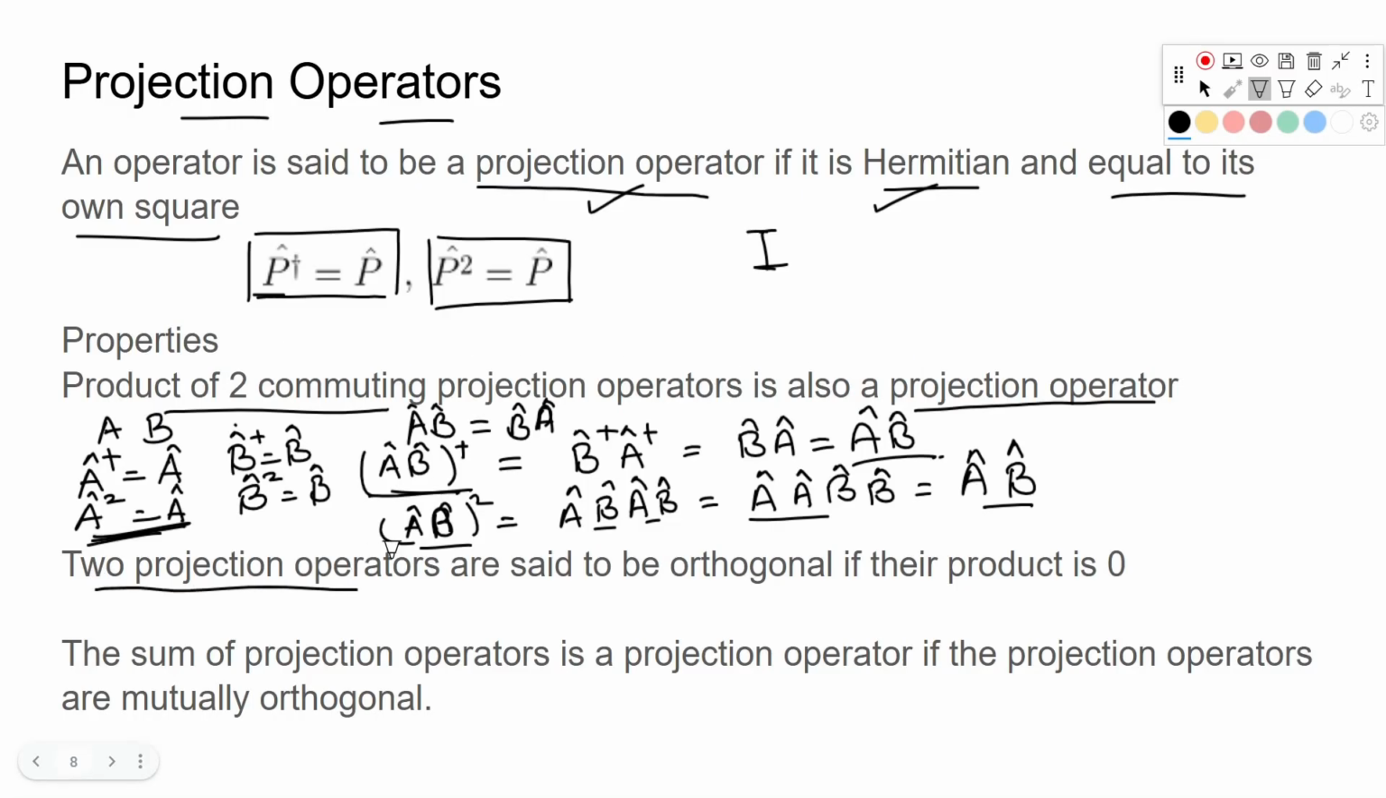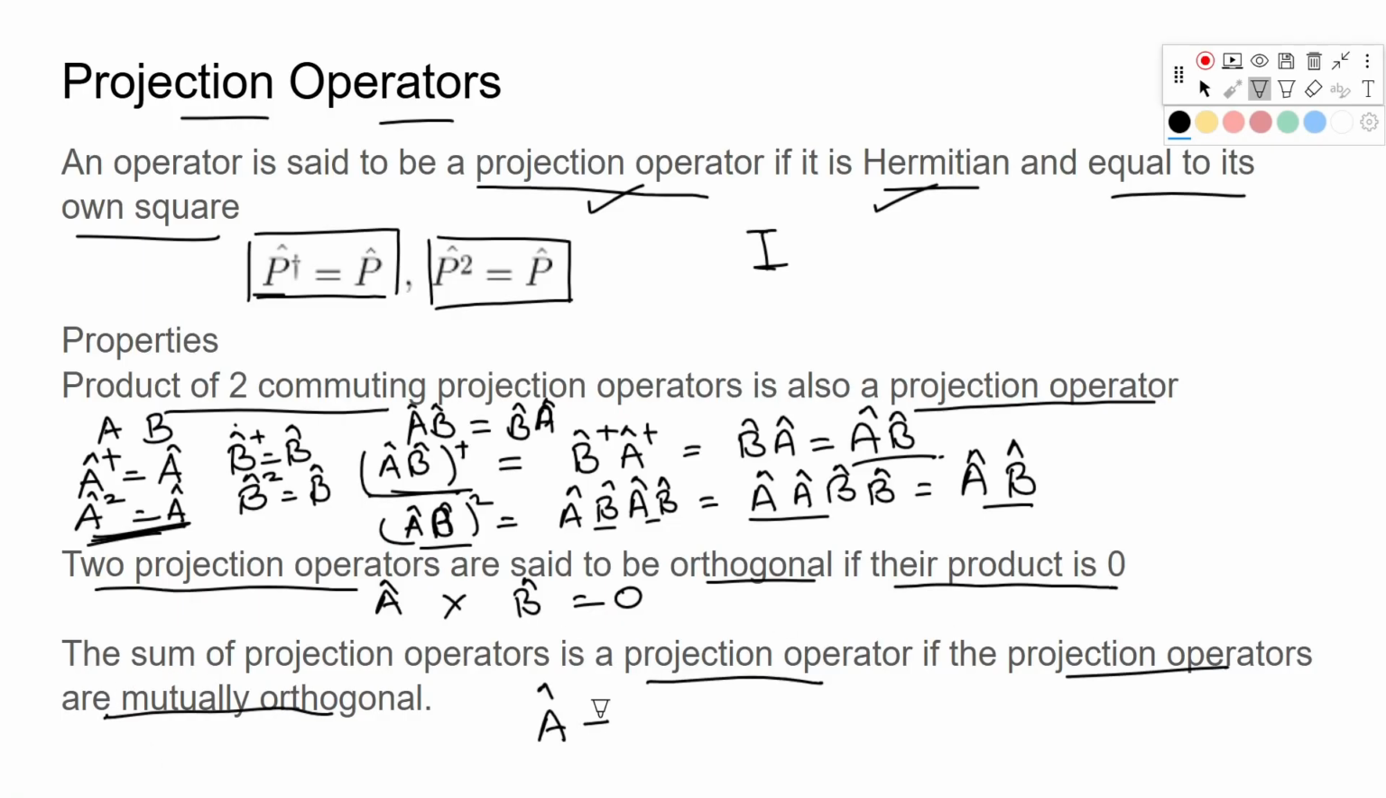Two projection operators are said to be orthogonal if the product is 0. So if you have two operators, A and B, and if AB equals 0, then A and B are said to be orthogonal to each other. The sum of projection operators is a projection operator if the projection operators are mutually orthogonal. So if you have projection operators A and B, and if A and B are orthogonal to each other, that is A multiplied by B gives you 0, then A plus B is also a projection operator.